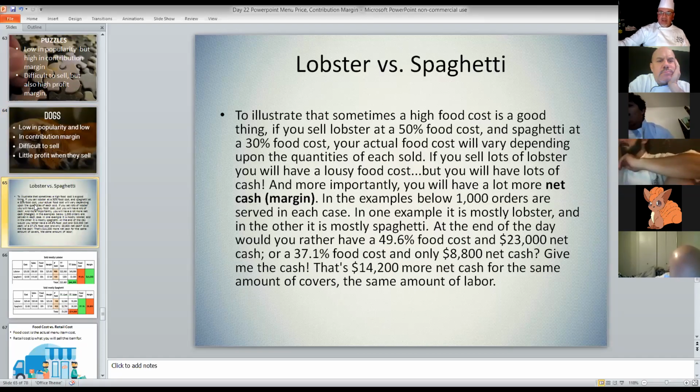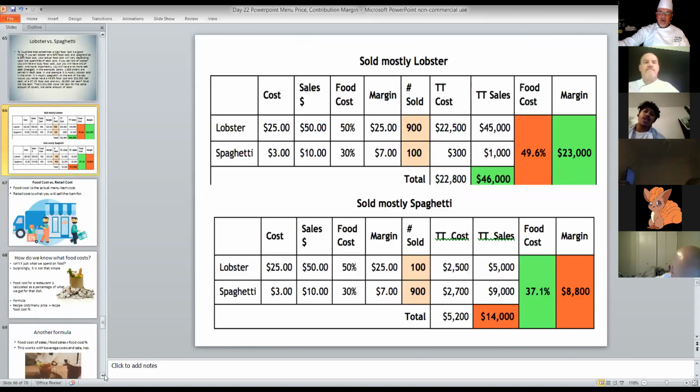In the examples below, 1,000 orders are served in each case. In one example, it's mostly lobster. In the other, mostly spaghetti. At the end of the day, you would rather have a 49.6 food cost percentage and $23,000 net cash, or 37% food cost and only $8,000 in cash. Give me the cash, right? 14,000 more cash and the same amount of covers. So here we go.